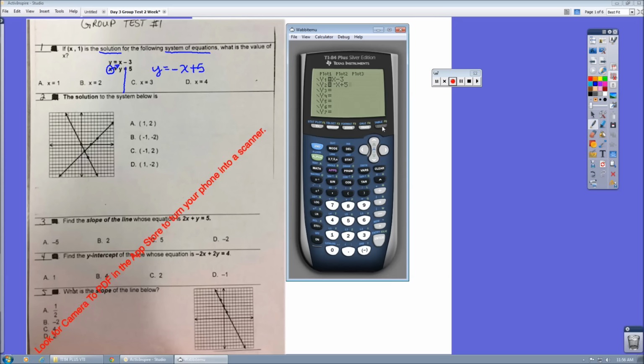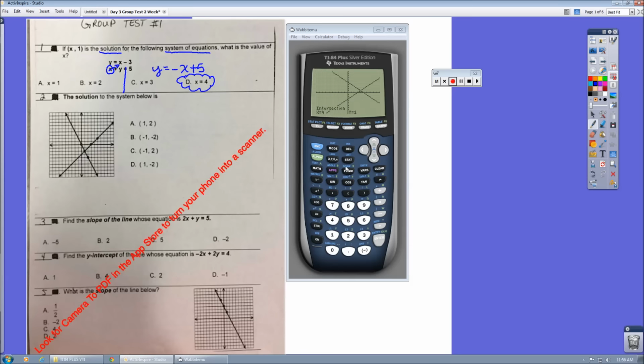After we get done with that, we are going to look for where they cross. To do that, do second calc, go to number 5, which is intersect. Get it close on the first curve, get it close on the second, and then just hit enter, enter, enter, and it will automatically tell you that x equals 4.